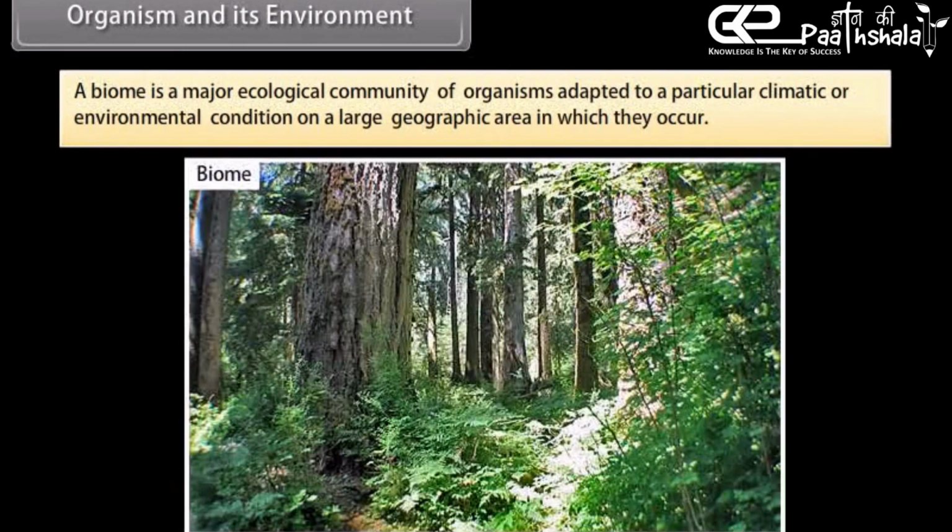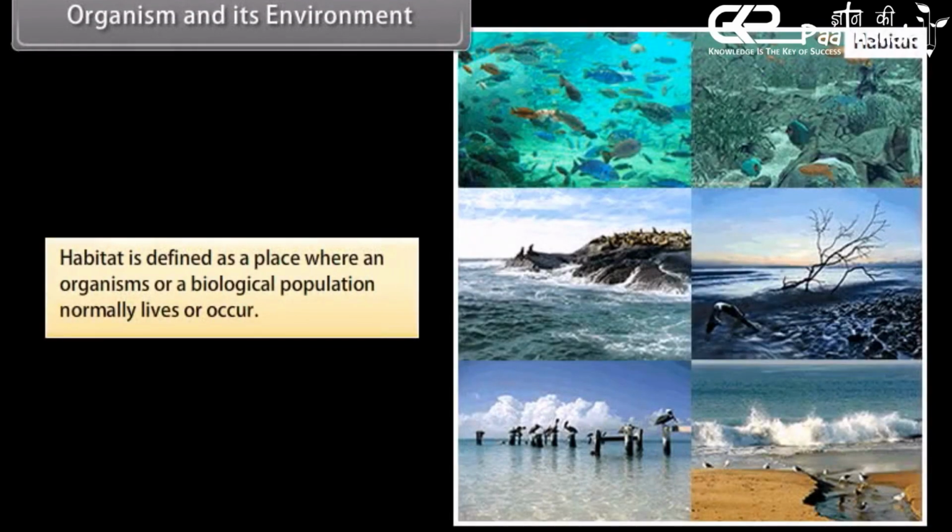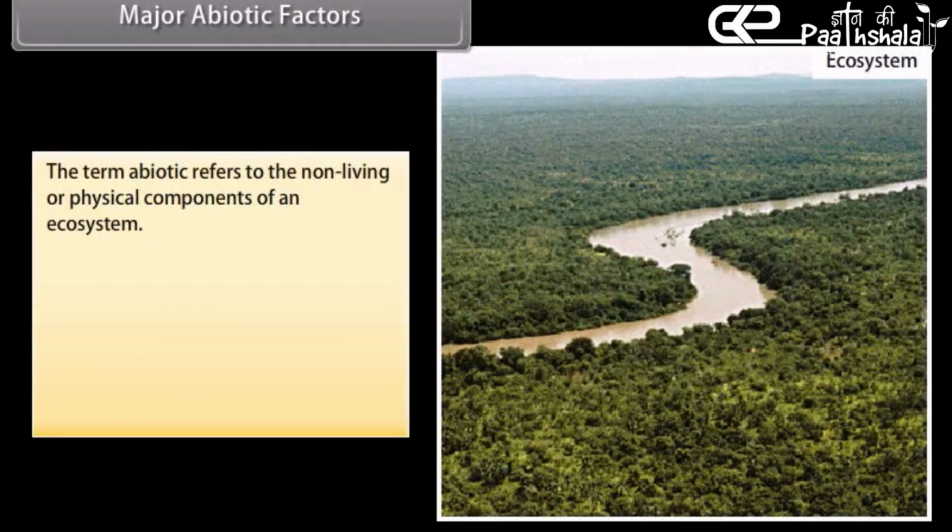A biome is a major ecological community of organisms adapted to a particular climatic and environmental condition on a large geographic area in which they occur. Habitat is defined as a place where an organism or a biological population normally lives or occurs. Major abiotic factors. The term abiotic refers to the non-living or physical components of an ecosystem.